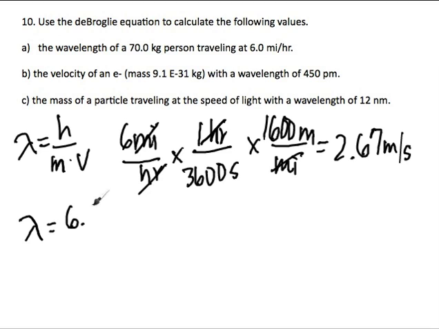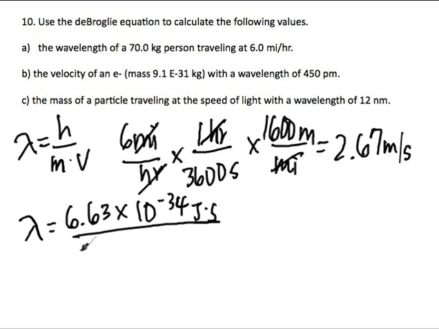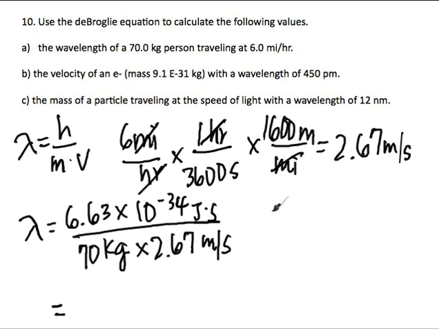So we have Planck's constant, 6.63 times 10 to the negative 34 joules times seconds, over the mass, 70 kilograms, and times 2.67 meters per second. Now you may ask, how do we get from joules times seconds over kilograms times meters per second? How do we get meters, which are the units for wavelength?